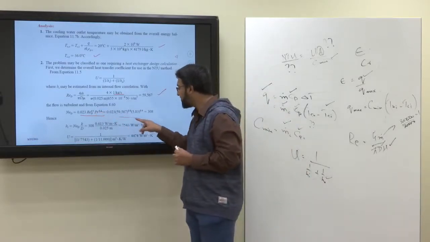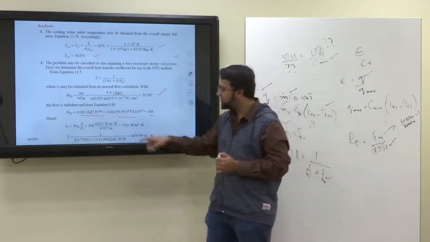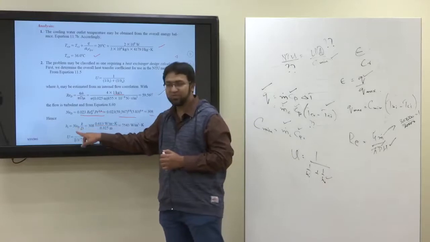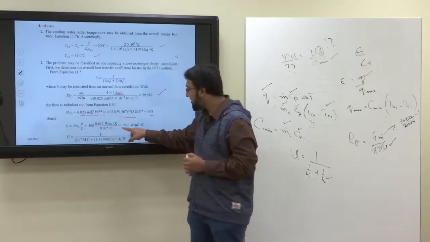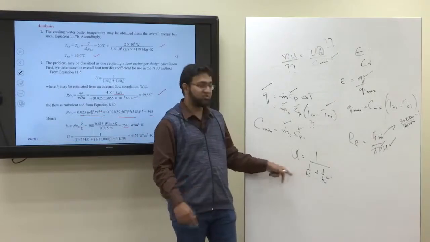Substitute all the values here. It comes out that the Nusselt number is 308. Then substitute the formula of the Nusselt number. You'll find that Hi is 7543. Substitute the value of Hi here. You'll find what is U.